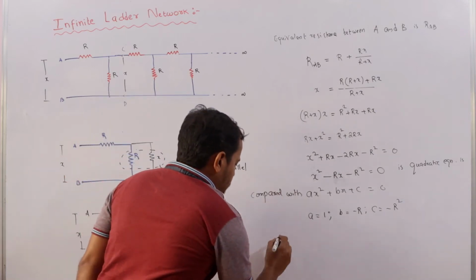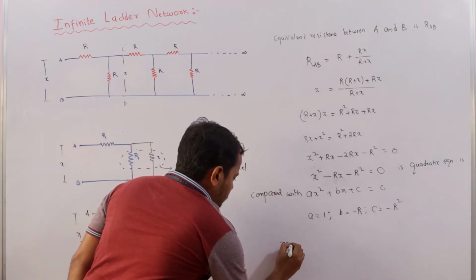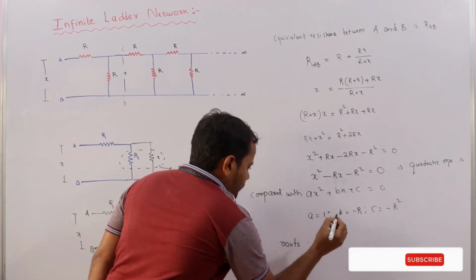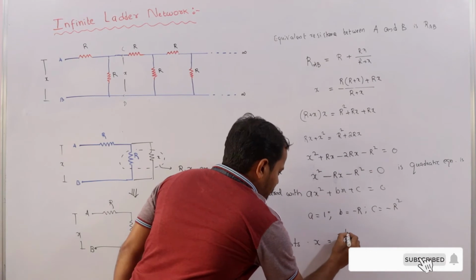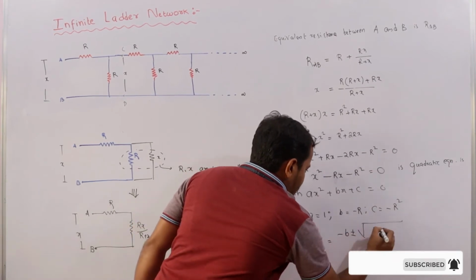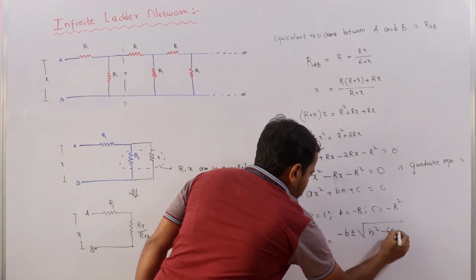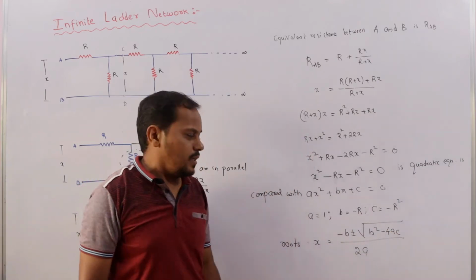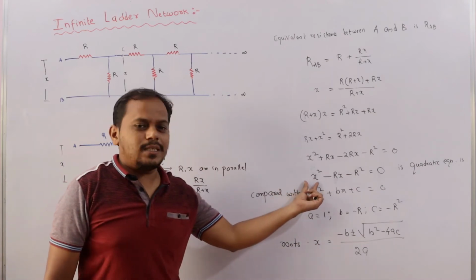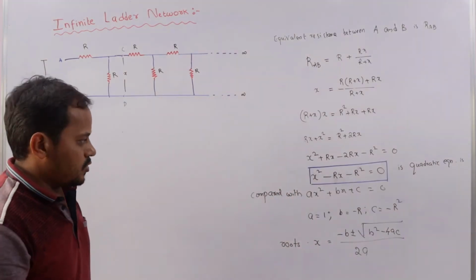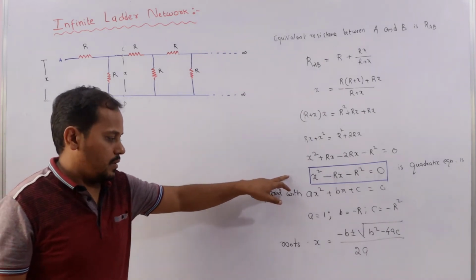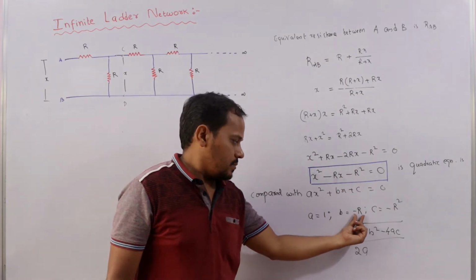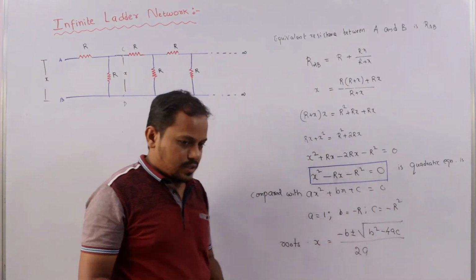Now what is the roots formula? What are the roots of this equation, sir? Roots of a quadratic equation: X is equal to minus B plus or minus root over B square minus 4AC by 2A. You just substitute all these values and simplify it. You will get the equivalent resistance between A and B. Let us solve our quadratic equation by substituting R, A, B, C values in this equation.